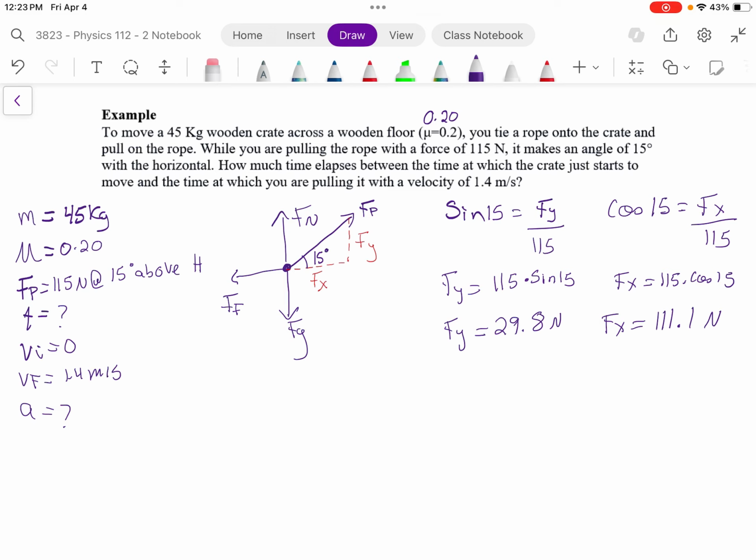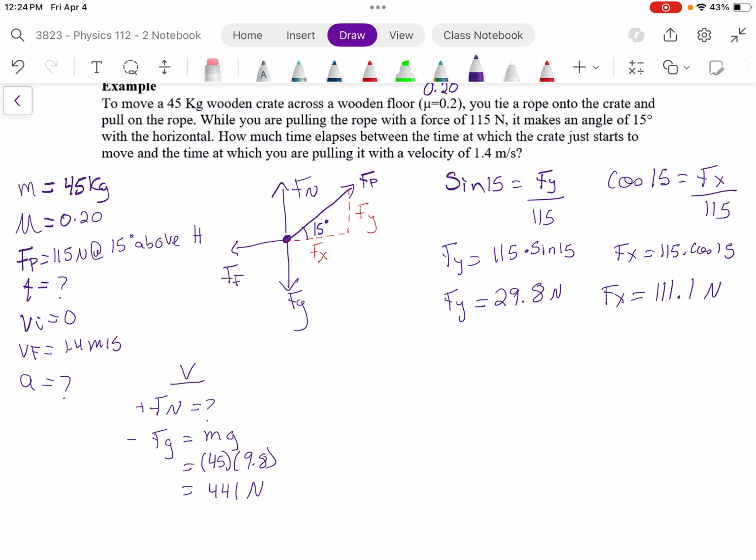Now that we've broken the applied force up into its vertical and horizontal components, you will not be using the applied force again. The applied force, Fp, will not be found in your vertical and horizontal analysis. It's really important. Vertically, we have the normal force, which is positive, and we don't know what it is. We have the gravitational force, which is negative, found using mg. The mass of the crate is 45 times 9.8, so we have a gravitational force of 441 newtons.